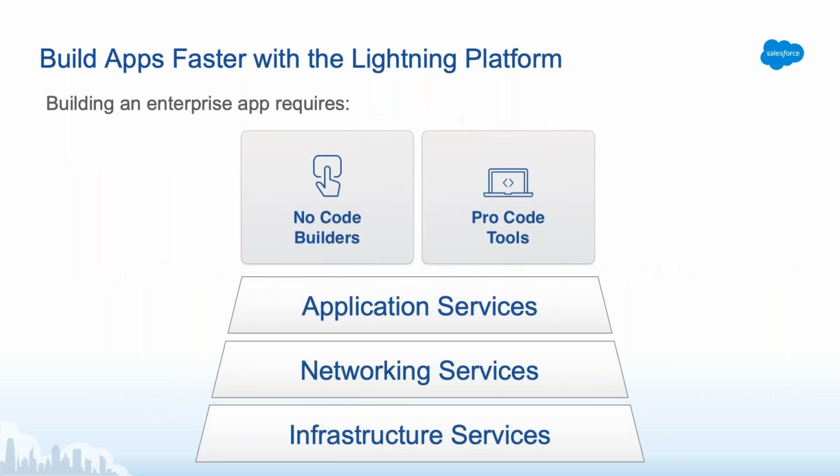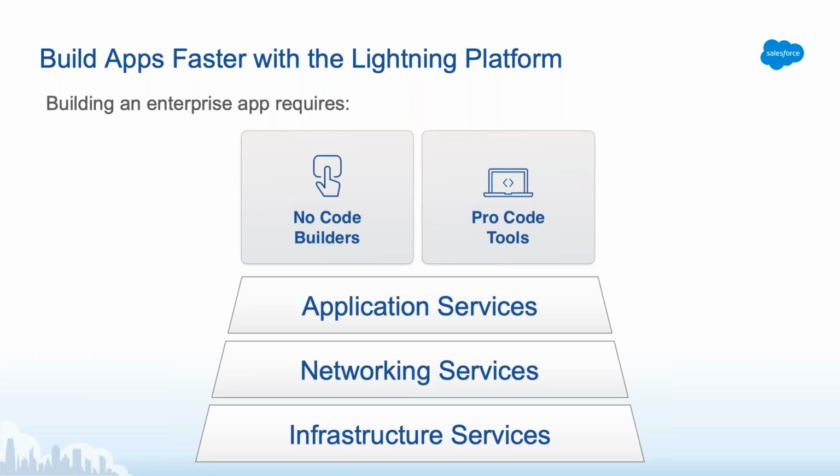Now, all of these apps are based on layered architecture. And you can build faster with the Lightning Platform by leveraging all of these different layers of architecture. We're actually exposing two main types of tools to build enterprise applications. We have on the one side no-code builders, and on the other side pro-code tools. So we have tools for different types of audiences, and you can actually mix and match those to create those applications. And then under that, there's the power of the platform.